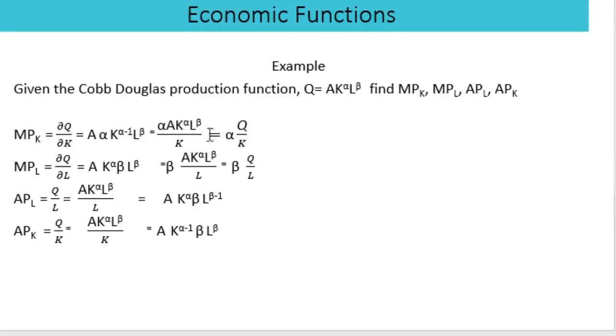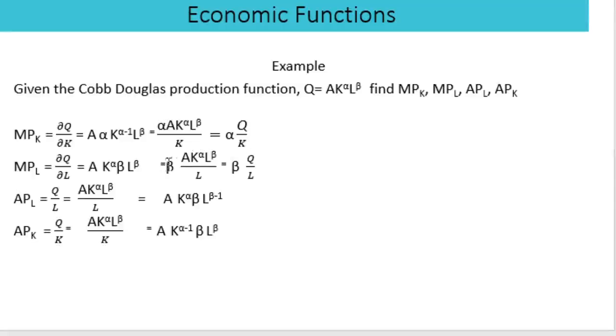That is alpha A K raised to alpha L raised to beta, which is nothing but alpha into Q by K. Likewise, marginal product of labor equals dou Q by dou L, that is, differentiate this function with respect to labor. A is constant, K raised to alpha is constant, then the differential of L raised to beta is beta into L raised to beta minus 1.